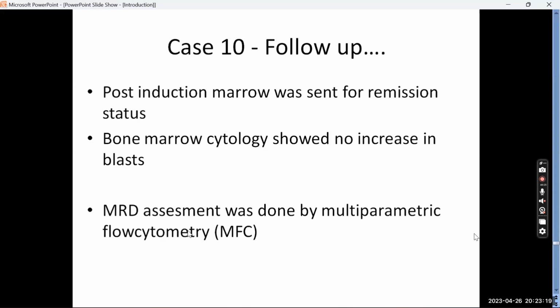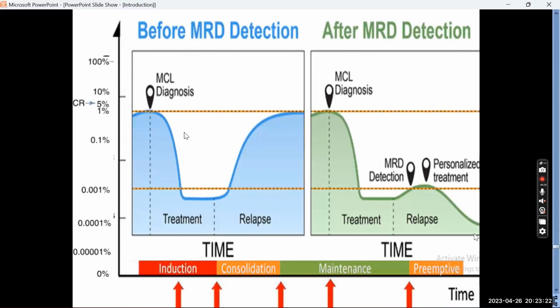So this case came for MRD assessment after induction. Why do you need to do MRD? Here you diagnose the case as acute leukemia, and once the treatment is given, the blast percentage goes from, for example, 100% or 90%, very low, to less than 0.001%. Now, if you just look by morphology and say there is no increase in blast, and they continue with the same treatment, there is a chance that if the treatment is not effective, these blasts can proliferate and come out as relapse. And whenever a case relapses, the prognosis is going to be very bad.